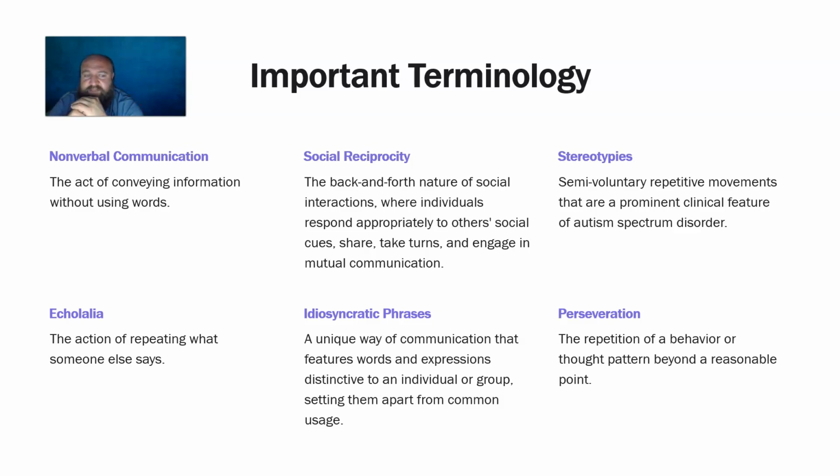The last one on here is perseveration. Perseveration is the repetition of a behavior or thought pattern beyond a reasonable point. Sometimes people extend this to language, where a person with ASD may continue with something well past where it would be appropriate. For speech, I know somebody who would constantly say, "That's how the cookie crumbles." They're talking about the football game last night, and they say that's how the cookie crumbles like ten times within fifteen minutes. You're like, wow, you're saying that a lot.